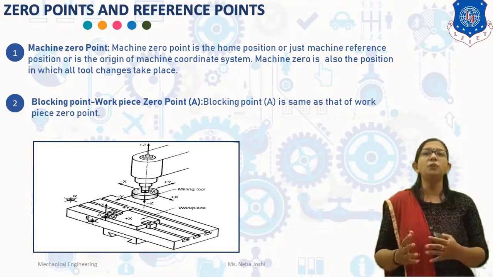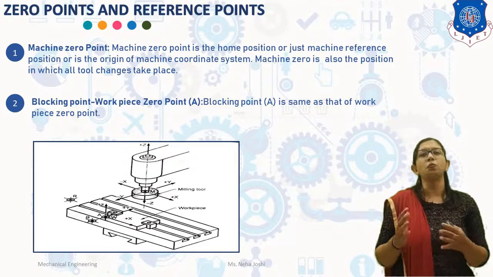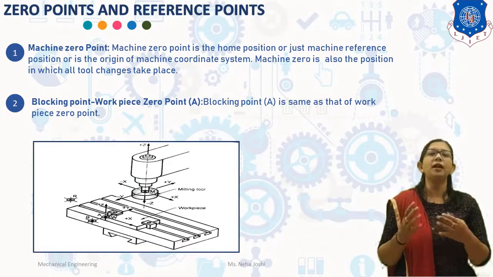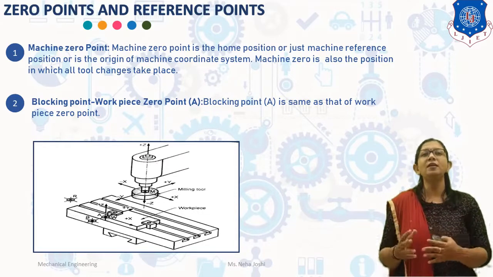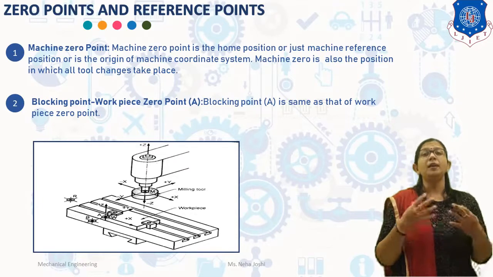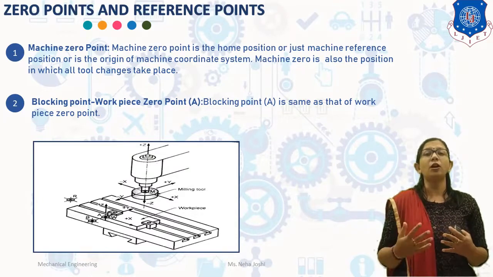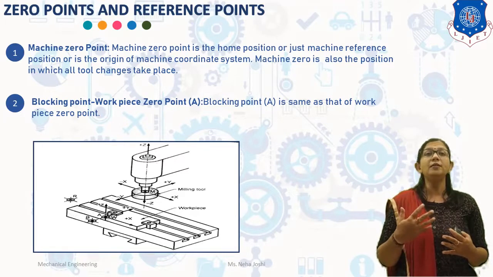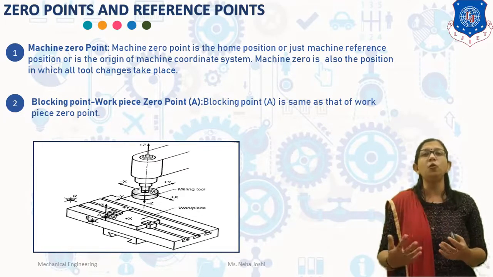The location of this point may vary from manufacturer to manufacturer. For the tool changing operation, the machine must be positioned at machine zero. Now you can see here in the diagram the machine zero point M. The next point is the blocking point or workpiece zero point, which is designated by A. The blocking point is the same as the workpiece zero point.